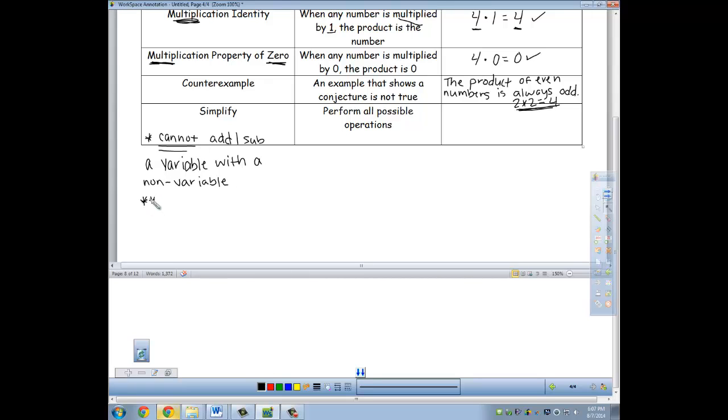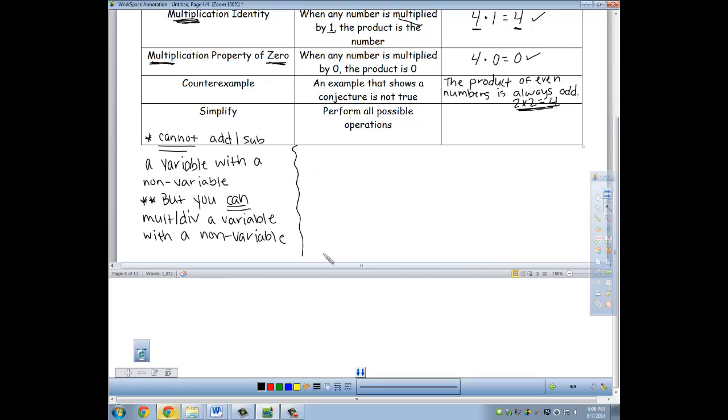But, so I'm going to put two asterisks, you can multiply and divide a variable with a non-variable. So those are two very important rules that you will need to remember throughout this year.